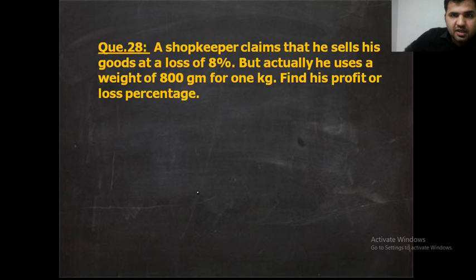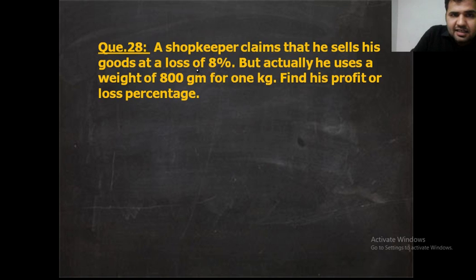A shopkeeper claims that he sells his goods at a loss of 8%, but actually he uses a weight of 800 gram for 1 kg. Find his profit or loss percentage. This question can also be solved with two methods, so we'll learn both of the methods. One would be the fractional multiplying factor and the other one is the normal equation method. So let's first talk about the normal method.